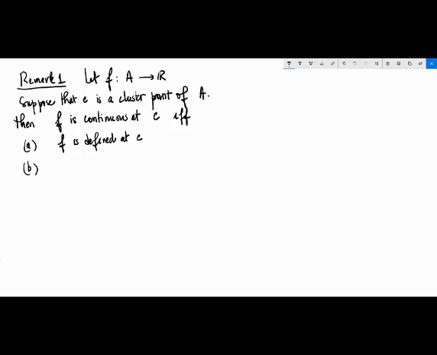Second, the limit of f of x when x is approaching c is equal to some real number L. And thirdly, L must be equal to f of c. So in the case where c is a cluster point, the concept of f is continuous at c is equivalent to all three of these statements.